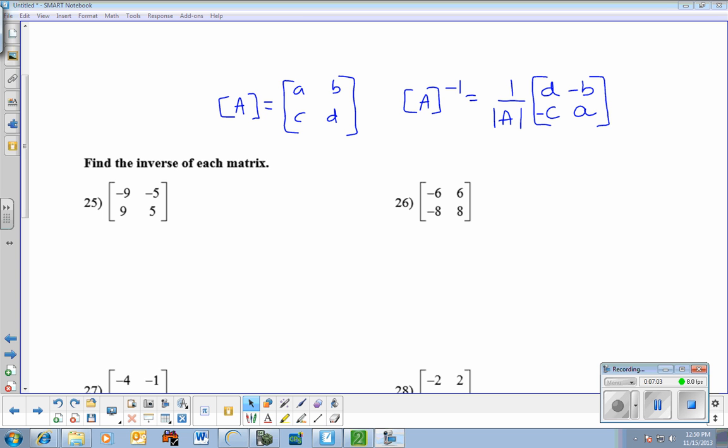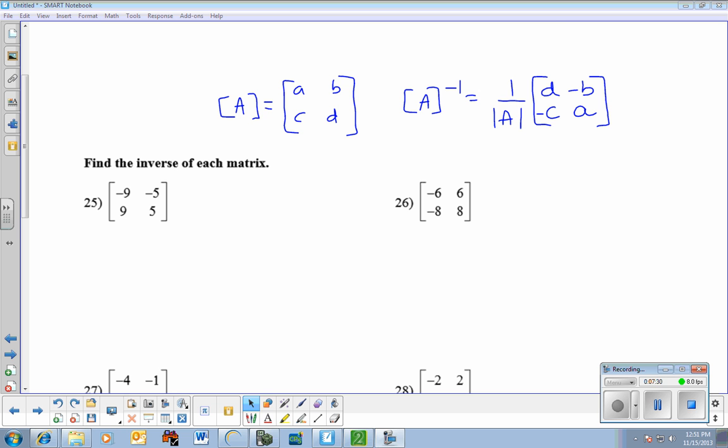Okay, the formula for the inverse of a matrix is up here in blue. If your matrix is A, B, C, D, then the inverse of that matrix, which is noted A to the negative 1, is 1 over the determinant times D, negative B, negative C, A. So in the original matrix, A and D switch places, B and C just switch signs. So this is how you find an inverse.